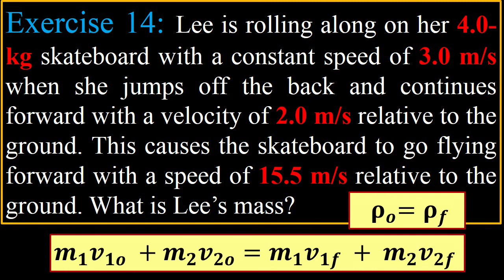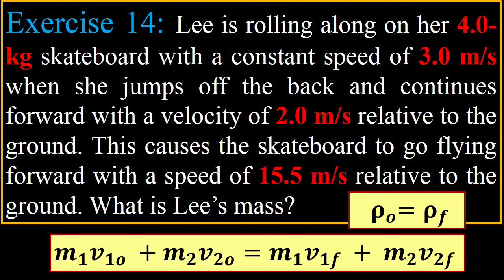So start writing out an equation. There we go. We have some more 1s and 2s. You've got to decide which is which. And this is going to be a little different because this causes the skateboard to go flying forward with a speed of 15.5 meters per second relative to the ground. What is Lee's mass?